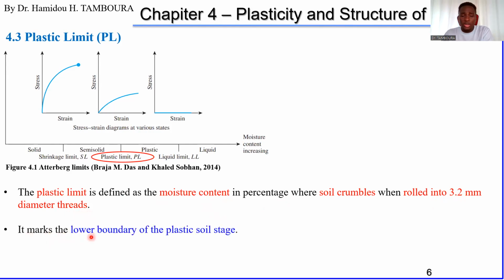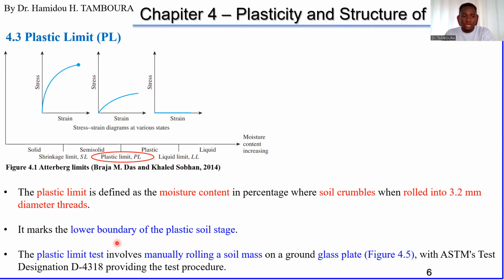So that limit marks the border limit, the lower boundary of the plastic soil state. As I explained before, if you see the plastic state of the soil, this one is the lower border, the upper border being liquid limit. So, the lower border of the plastic state of soil.